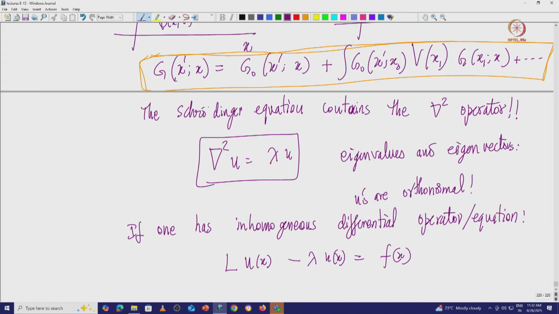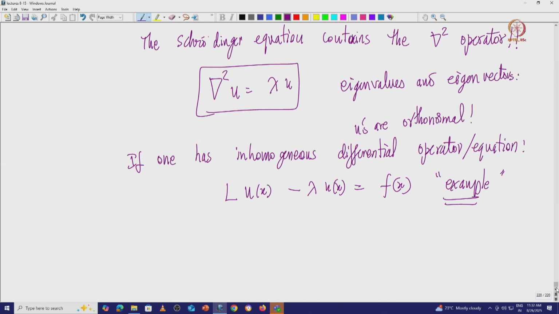This is for any example. L can be any operator, it need not be just a differential operator. So let us take this to be an inhomogeneous differential operator equation. Now L has eigenfunctions, so u(x) will be a sum over n of Cn un(x), and f(x) can be expressed in terms of this bunch of eigenfunctions.